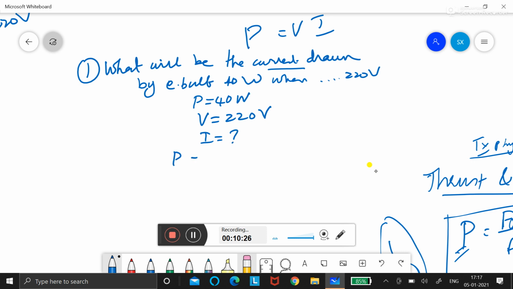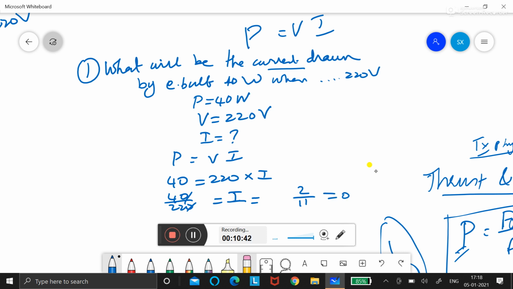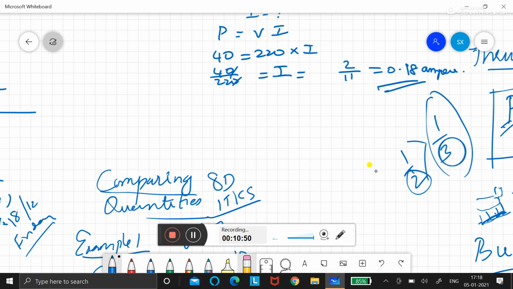So P is equal to VI. So P is 40, V is 220 into I. So I is equal to 40 divided by 220, 0, 0 cancel. So 2 by 11 you will get, which is equal to 0.18 ampere. This is the answer. Now one more question we'll do, that is there in the NCERT.